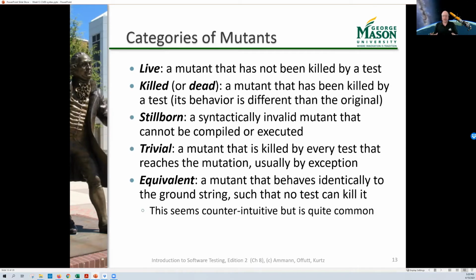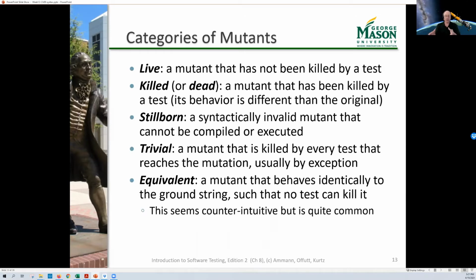So let's go through a couple definitions, then we'll dive in. We'll talk a little bit about what mutants really look like and what the process might be for creating them and using them. So we can have several categories of mutants. A mutant can be live. A live mutant is simply one that has not been killed by a test. So there is not yet any test that passes on the original program and fails when run against this mutant. If that's the case, then the mutant is live.